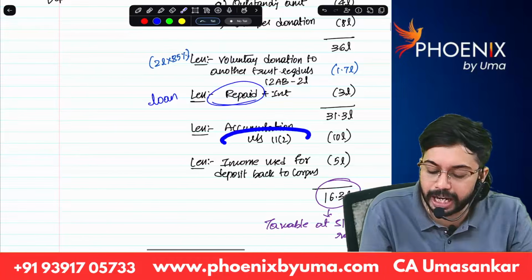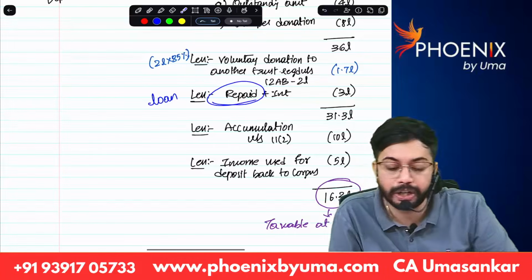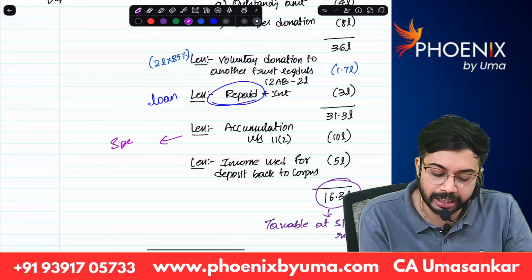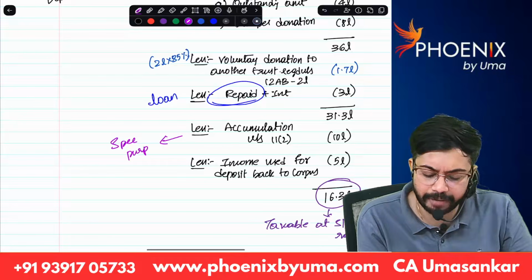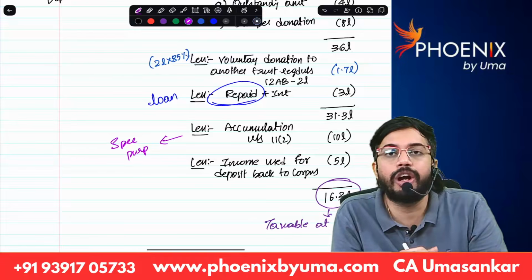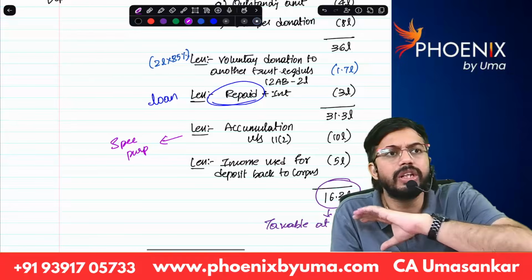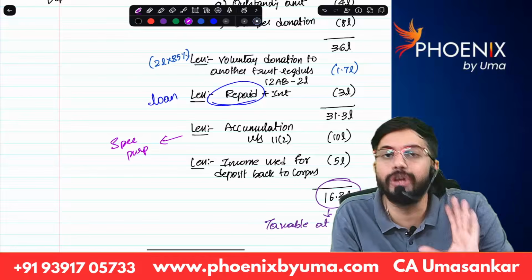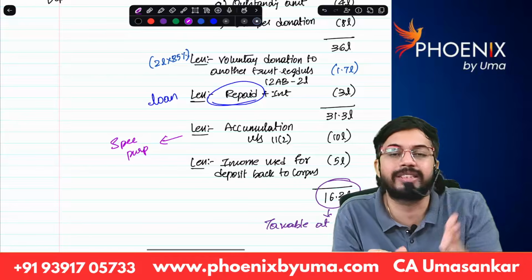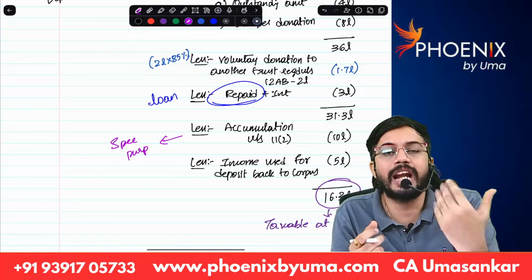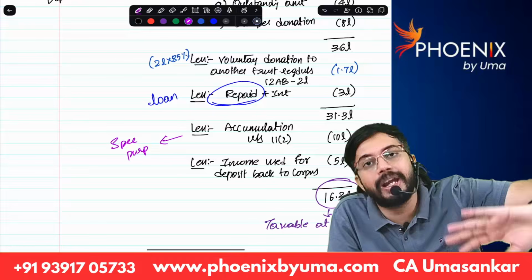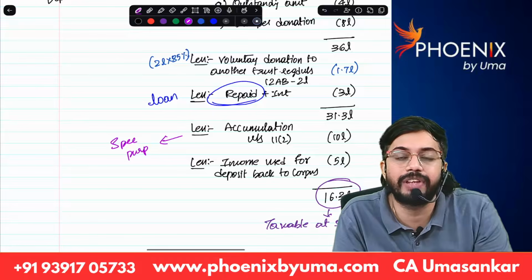Next, accumulation under section 11 subsection 2. Accumulation for a specific purpose, for a specific period. Let's say, for example, there is one charitable trust. It wanted to construct one room for the purpose of food donation. Now, construction of the room will cost around 5 to 6 lakh rupees. So, whatever net profit it is receiving every year, some part of the net profit will be accumulated for the purpose of construction of the room.